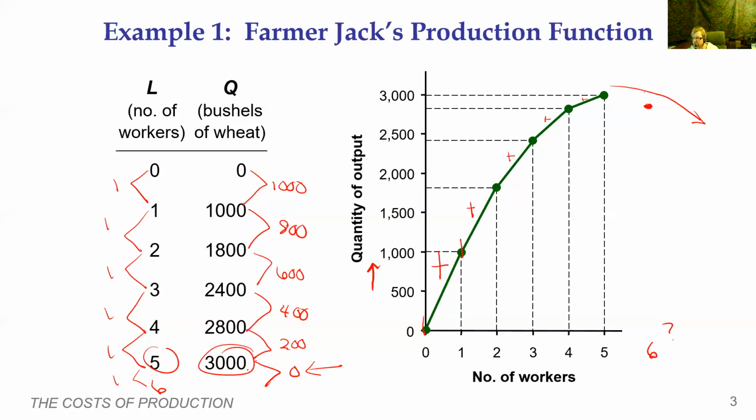I will have an output of 3,000 bushels. That 5th worker will still be beneficial. Again, we're ignoring the cost of the labor at this point. But I can tell you that the law of diminishing returns means that as you add this input, your output will increase, but it will increase at a decreasing rate.